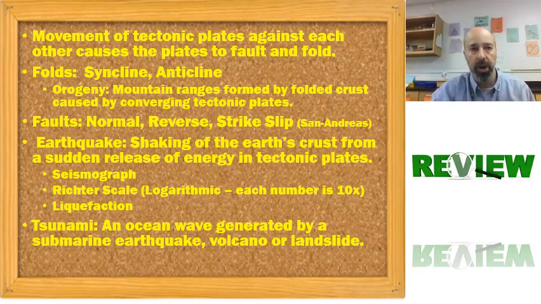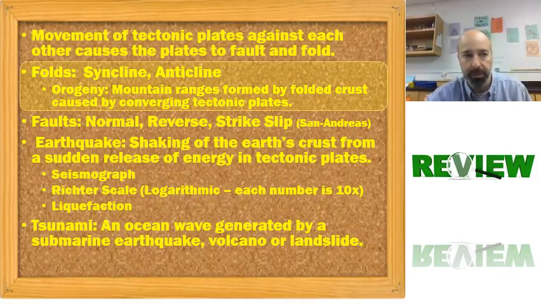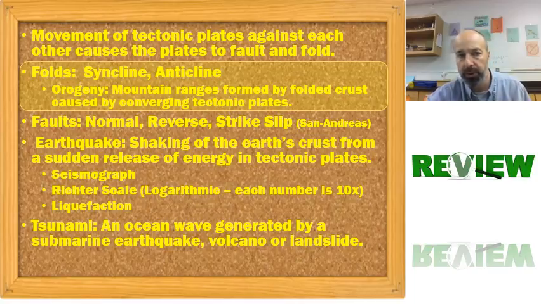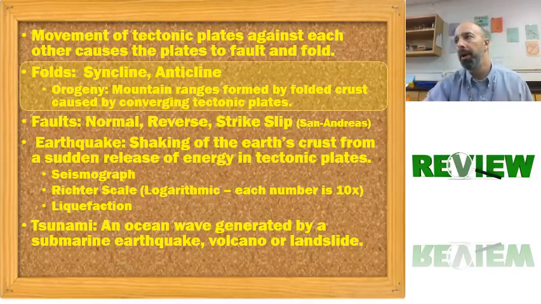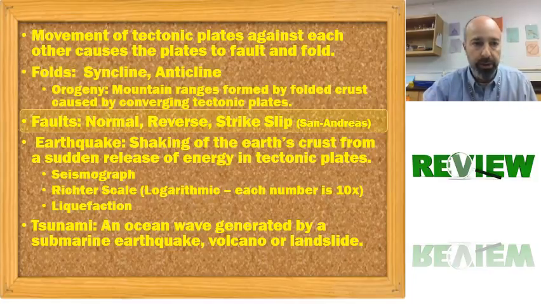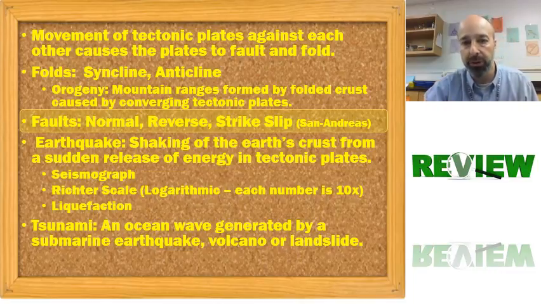All right, so we talked about the movement of tectonic plates against each other that causes the plates to fault and fold. We talked about some different types of folds, which include synclines, the smiley faces, and the anticlines, which are the frowny faces. And we talked about orogenies, which are mountain ranges formed by folded crust caused by converging tectonic plates, which caused the Appalachian Mountains, way back a long time ago, before Pangea. We talked about a few different types of faults. We have normal faults, reverse faults, and strike-slip faults, an example of which is the San Andreas Fault in California.